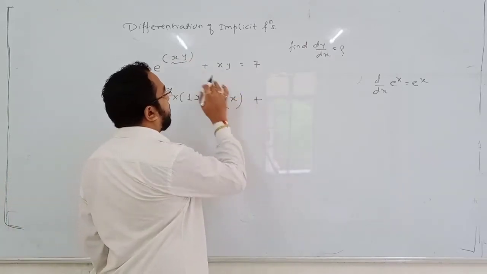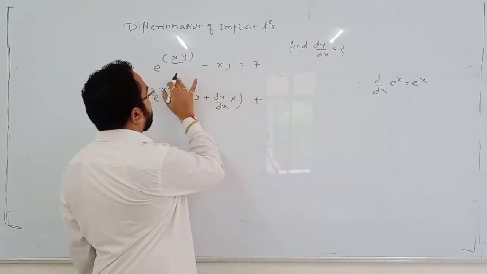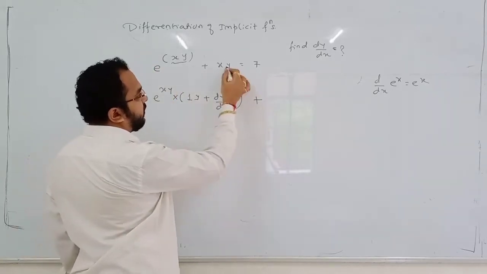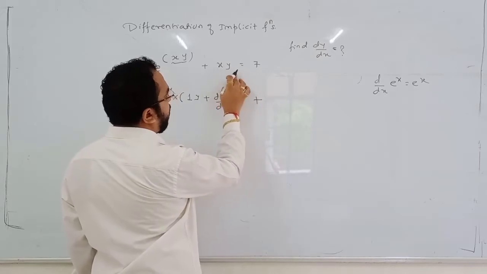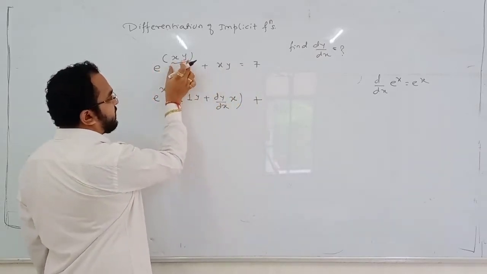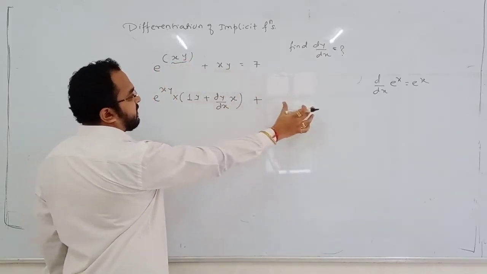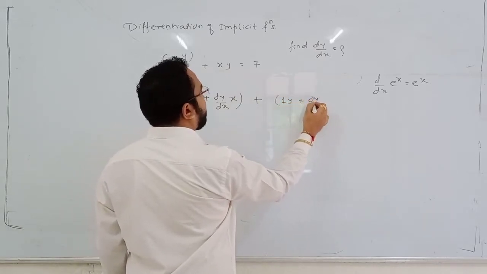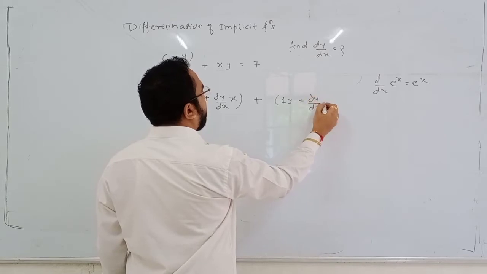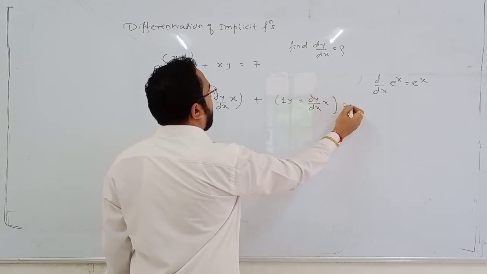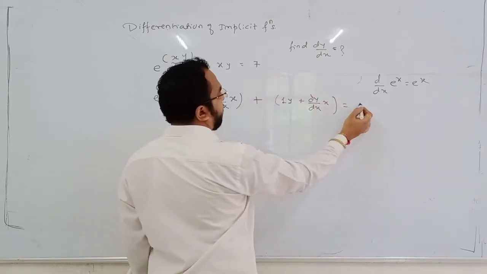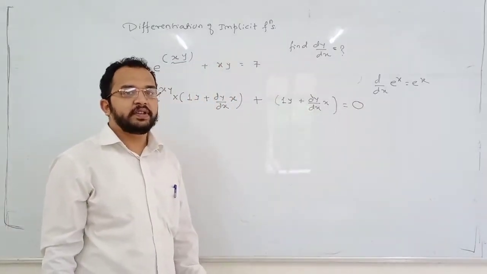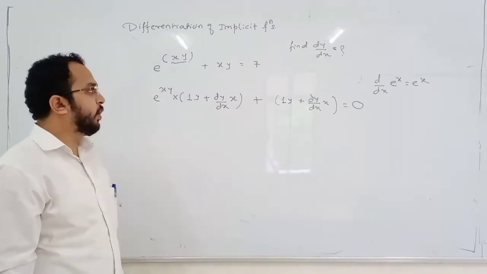Now plus, now it is a summation of two functions. Up to here the differentiation of e to the power x is done, plus the differentiation of this. Again here it is a product, of x and y. So whatever differentiation came for this will be the same here. So it will be 1 into y plus dy by dx into x. What is the differentiation of 7? What is the differentiation of 7? 0, because differentiation of a constant will be 0.